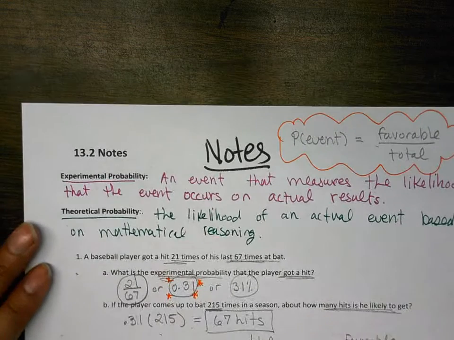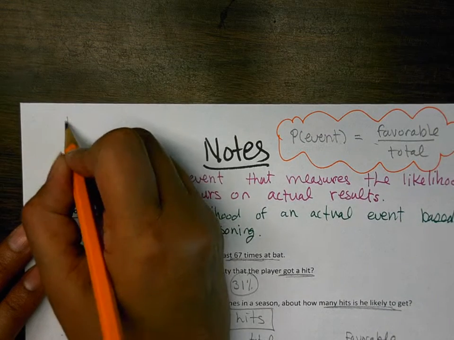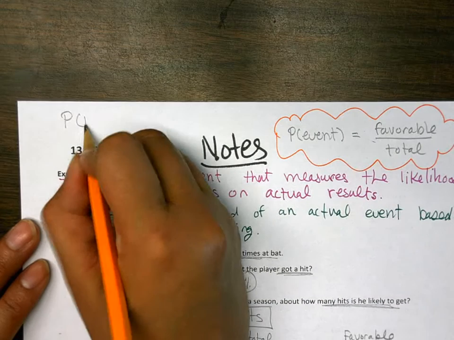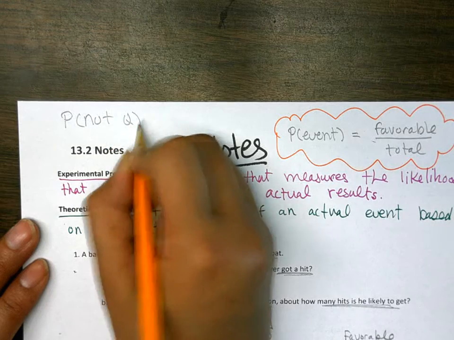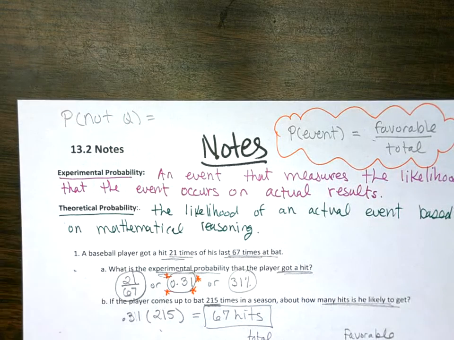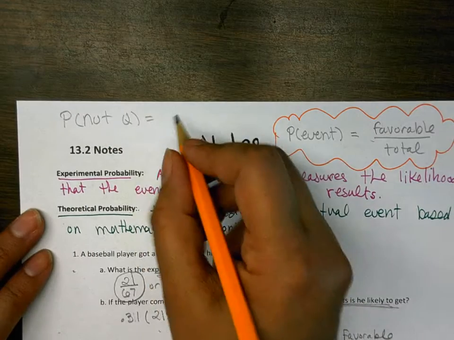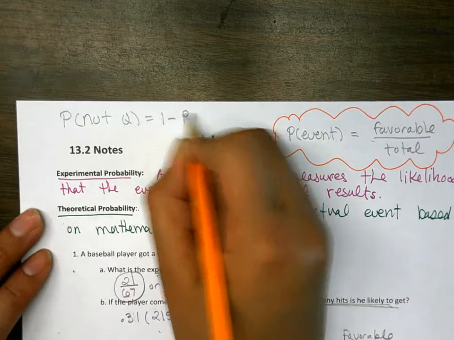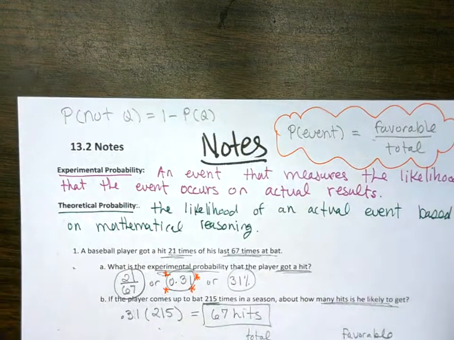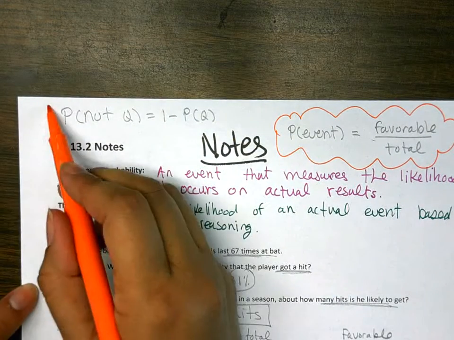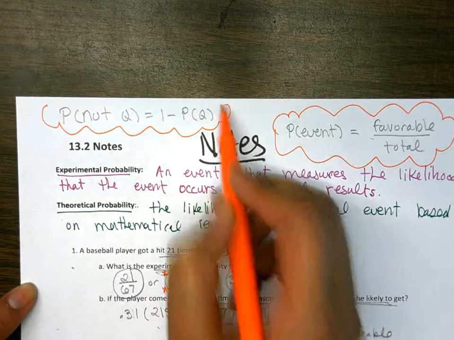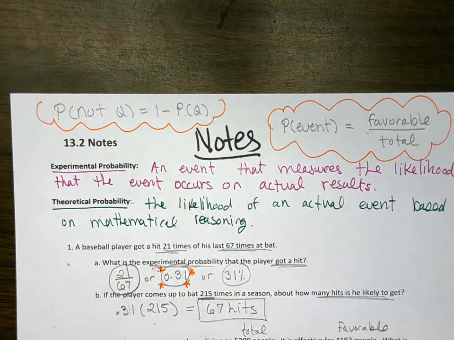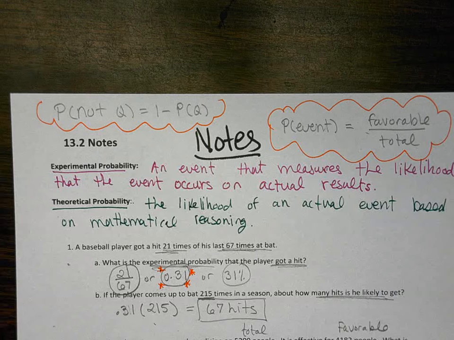Now, I'm going to give you the formula because they're not always going to be this easy. The probability of not Q, or not M, or not whatever the event is, equals 1 minus the probability of Q actually happening. Now you're going to say, well, it's easy to not do the formula, but we're not always going to get easy ones like that one that we just did. So even though it's easy to do without the formula, I'm going to show you how to use the formula so when we're ready, we know how to use it.